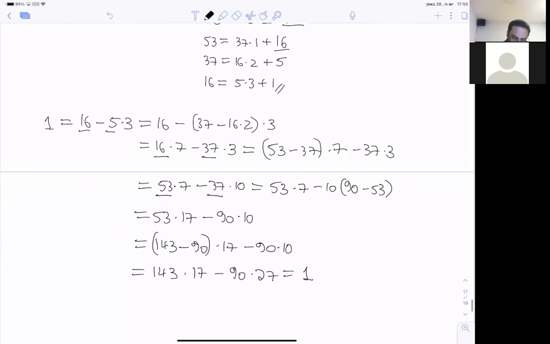Okay. So what is the inverse of 90? I remind you, it's all multiplication modulo 143. So what is the inverse of 90? 27? No. What is the inverse of 90? I mean, what is the number which will give you 1 modulo 143?